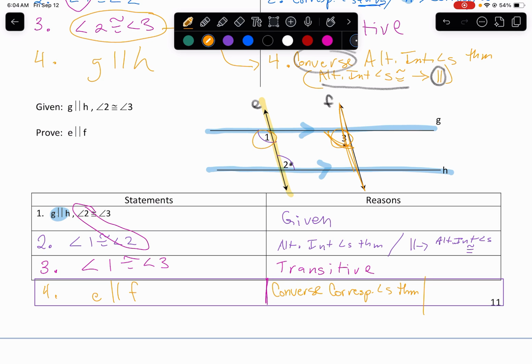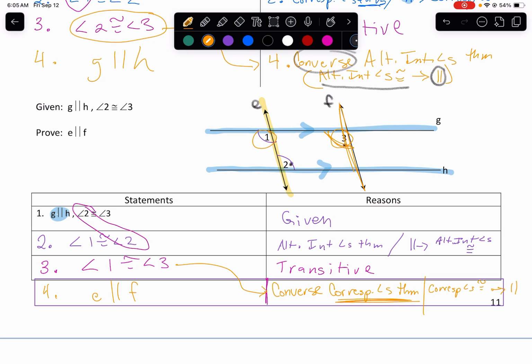Or if you're writing that, that would be corresponding angles are congruent, then parallel. I'm going to put that to the right just because that logically makes more sense. Okay. So again, we got which pair of these they were by step number 3. So we're looking at those angles.